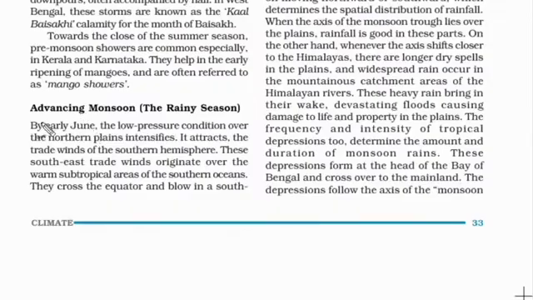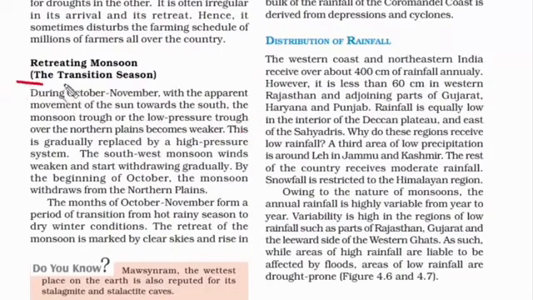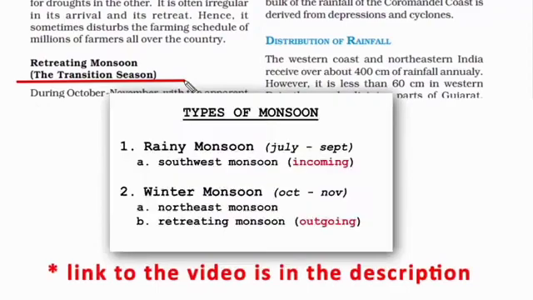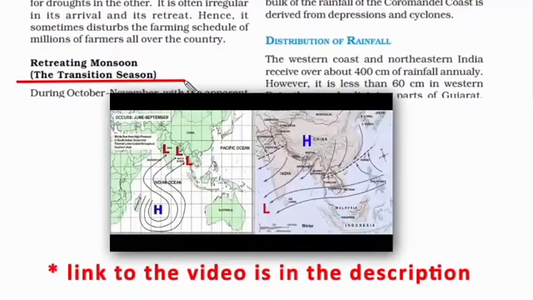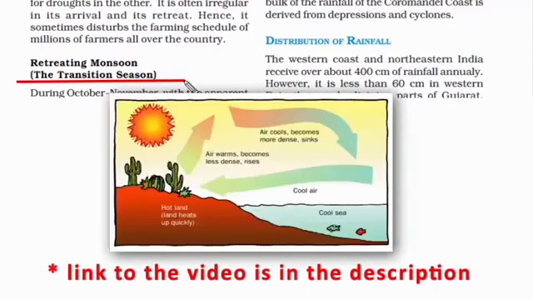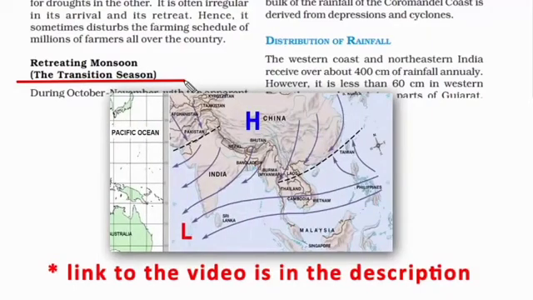Now the remaining topics, like the advancing monsoon, which is also known as the southwest monsoon, and the retreating monsoon, which is also known as the northeast monsoon, we have read about both, so I'm not going to cover them again. Instead, I want you to watch this video, the link to which I will paste in the description. This video is going to sum up these two topics and it will be easy for you to understand.